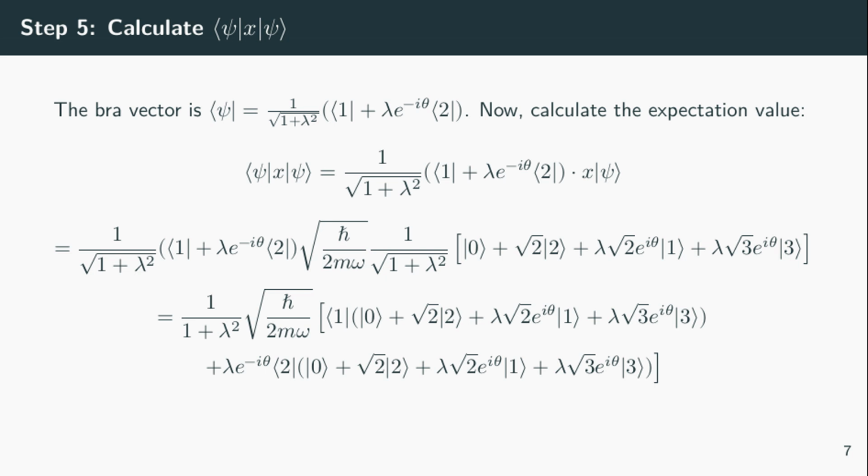Now for step 5 we calculate the expectation value bra psi x ket psi. First, we construct the bra vector from the given ket psi, which involves taking the complex conjugate of the coefficients as shown here. We then set up the calculation for the expectation value, taking the inner product of this bra vector with the result of x ket psi from the previous step. Notice how the normalization factors combine. Finally, we expand this inner product by distributing the terms as illustrated on the slide.